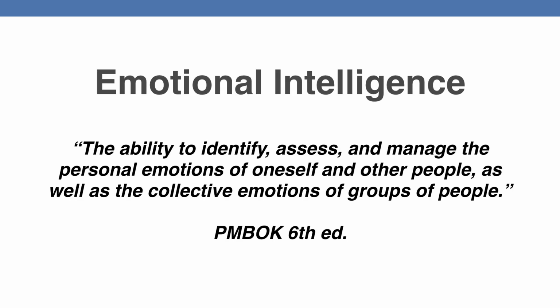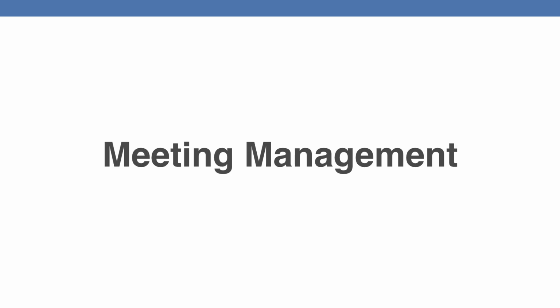Emotional intelligence is the ability to identify, assess, and manage the personal emotions of yourself or other people or groups of people as well. Facilitation is where you manage or facilitate a group in order to reach a consensus or to resolve a problem. Meeting management is the ability to lead and make sure that the meeting stays on track and no one hijacks your meeting, which can happen pretty often when you're managing a large and complex project with stakeholders with different demands.